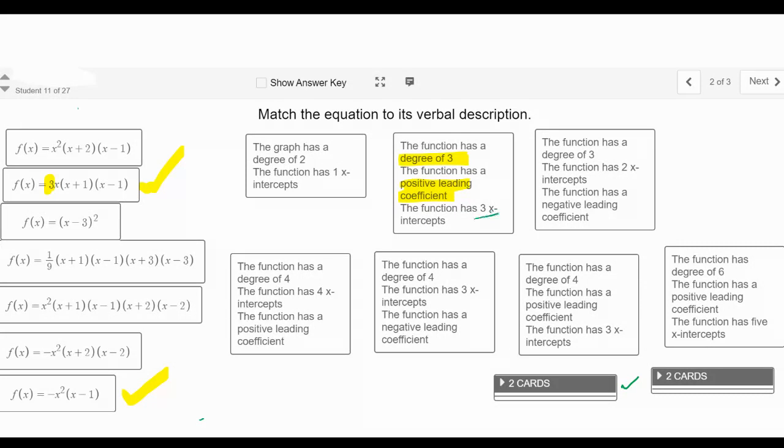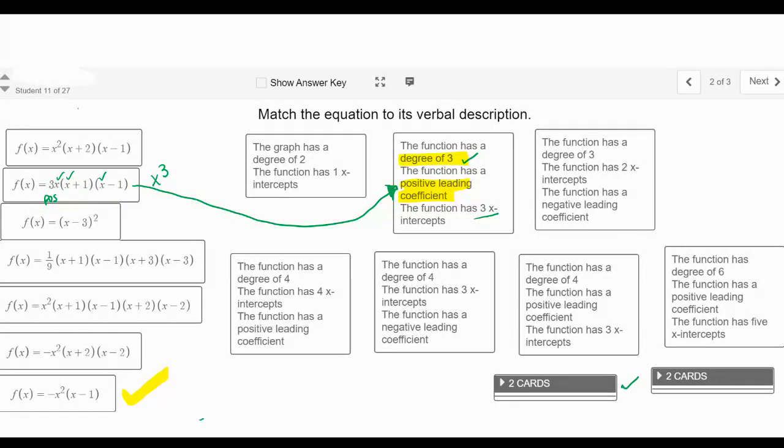Does it have 3 x-intercepts? Yes, it does. One at 0, one at -1, and one at +1. Because remember, you take the opposites. So these 2 go together. This one and this one match up. So it has a degree of 3. There's 3 x's. X is x to the 3rd. Has a positive leading coefficient of 3. And it has 3 x-intercepts. One at x is 0 for that front x. 0, -1, and 1. Okay?